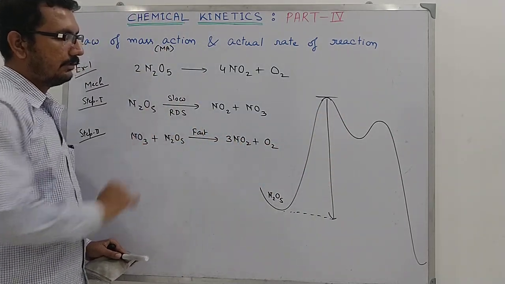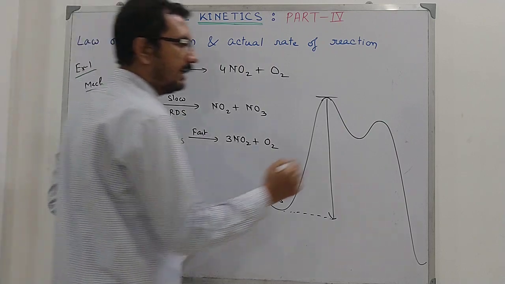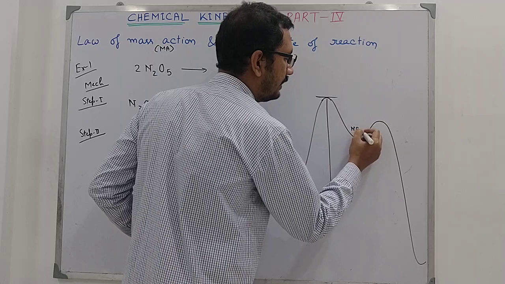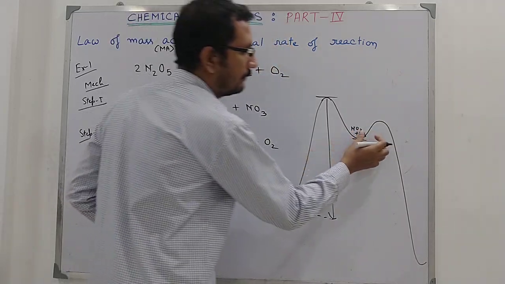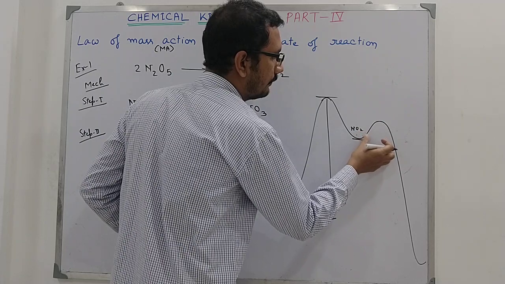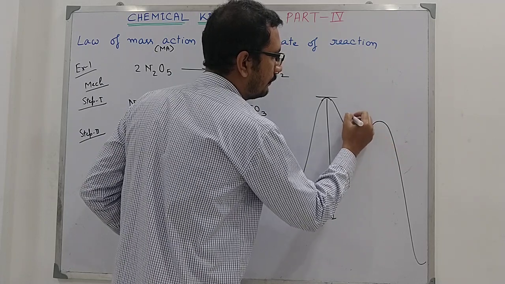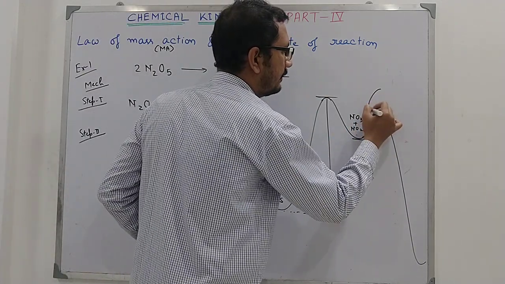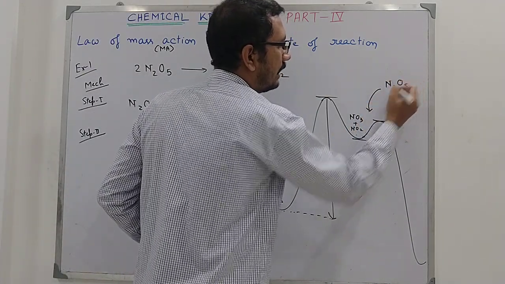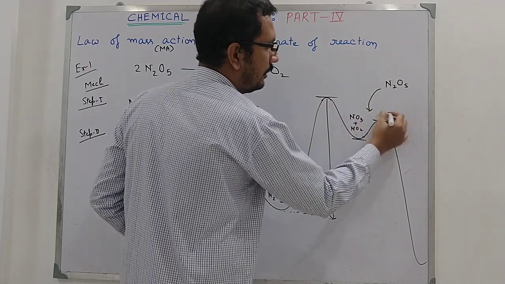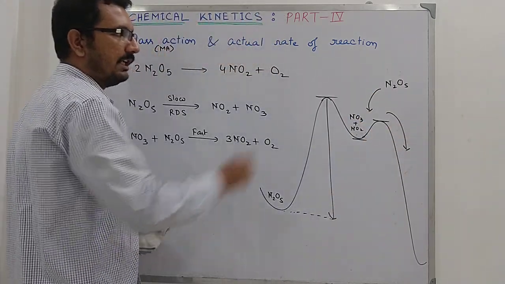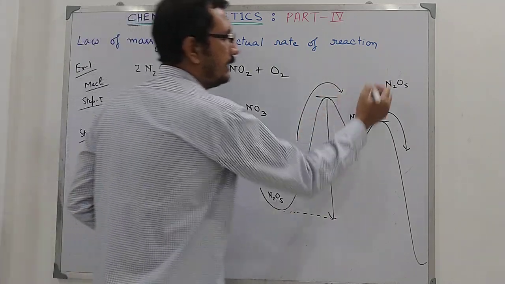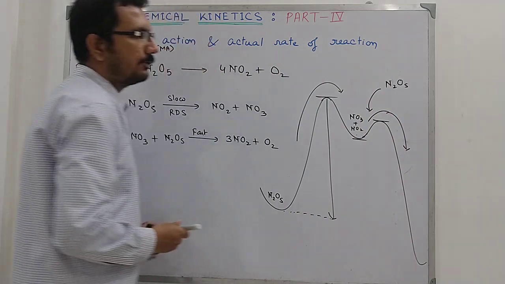and for this the rate is very slow. Now here you have NO2 and you have NO3. Now at this step, another N2O5 molecule comes and reacts with NO3 to give the product. So one N2O5 molecule has to cross a very large barrier and another N2O5 molecule has to cross a small barrier.